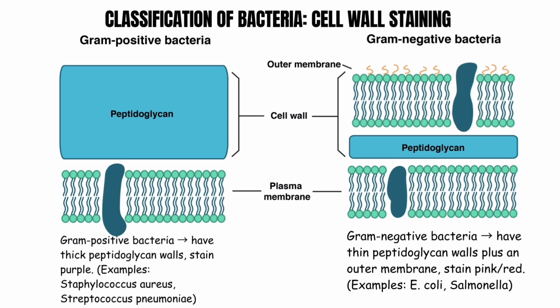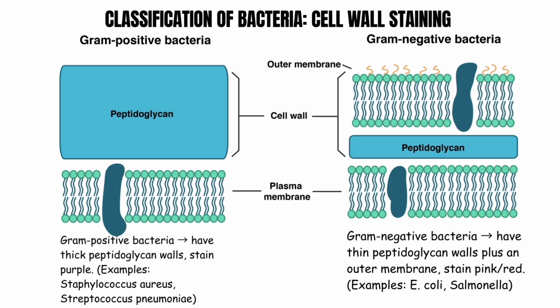The gram-positive bacteria have a thick peptidoglycan wall. That means they have a thick layer of peptidoglycan, and they stain purple. Examples in this class are Staphylococcus aureus and Streptococcus pneumoniae. We have the gram-negative bacteria that have a thin peptidoglycan layer plus an outer membrane.